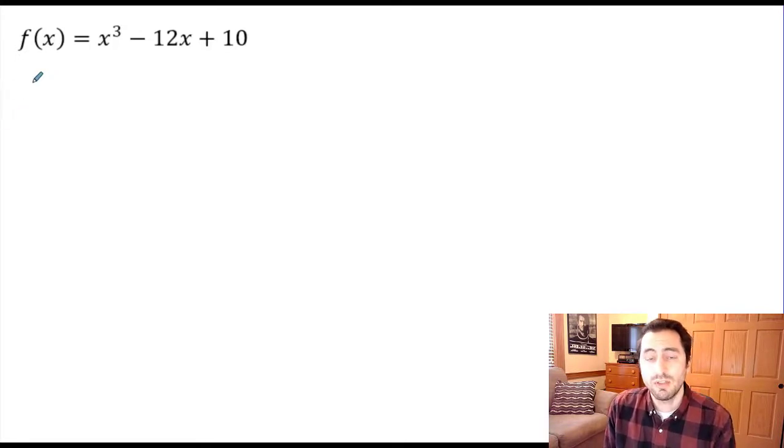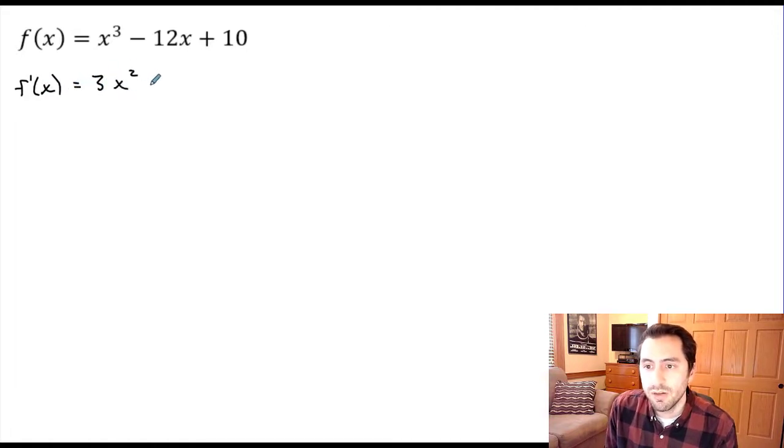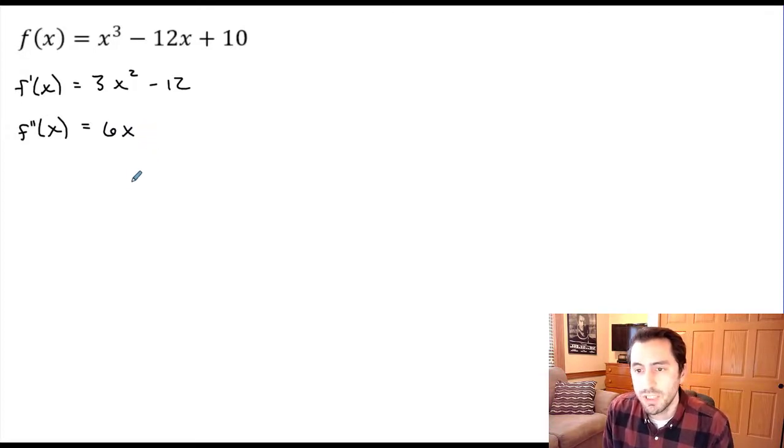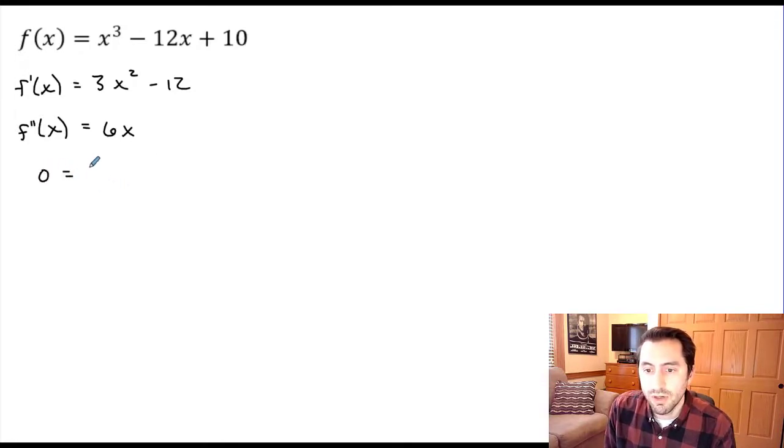So the first thing, if I want to determine concavity, I am going to need the second derivative. So let's find that right away. Our first derivative will have 3x squared minus 12. And then the plus 10 here, the derivative of 10 is going to be 0. And then our second derivative, we have 6x to the first, and then the derivative of negative 12, we just get 0. So now taking this and setting it equal to 0, this will indicate where we have inflection points.